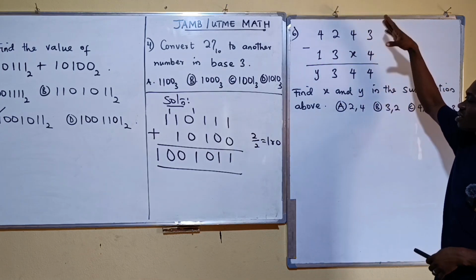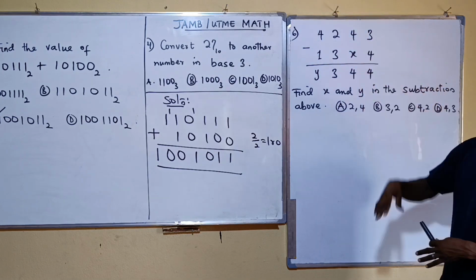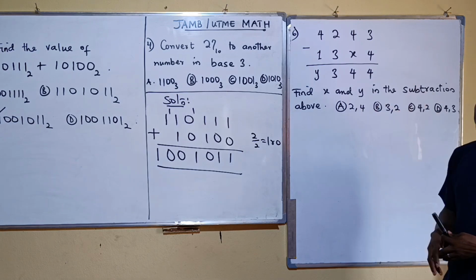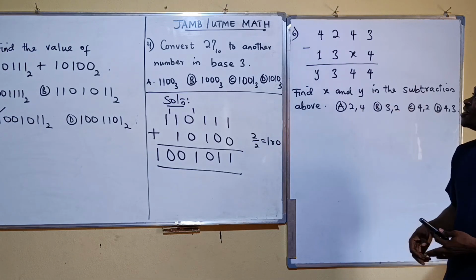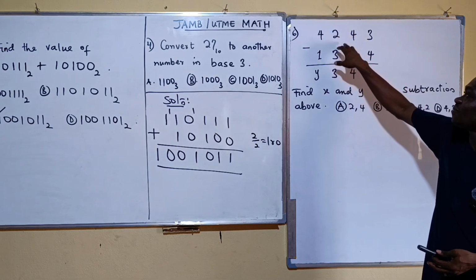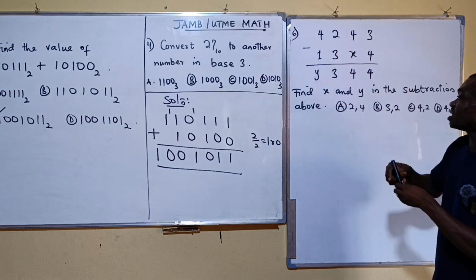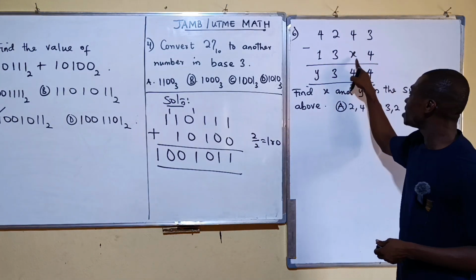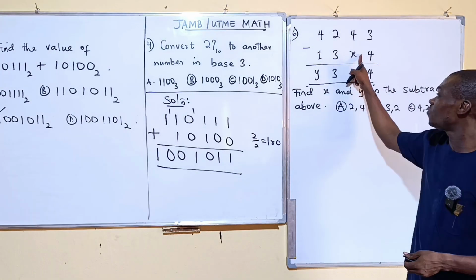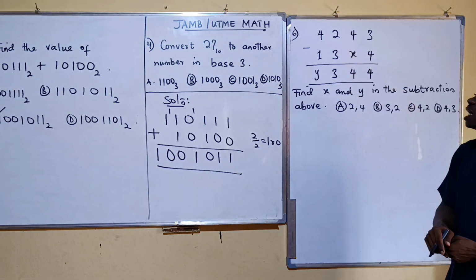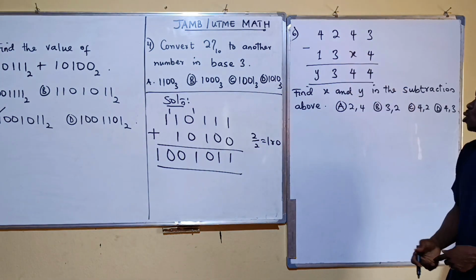Now, in fact, if you are not careful, you will not even know whether this is actually number bases. But it is. So what did they do here? They subtracted this from this and then got this, and they're asking you to find the values of x and y that will fit in here, so that the subtraction will be true. So what do you do?